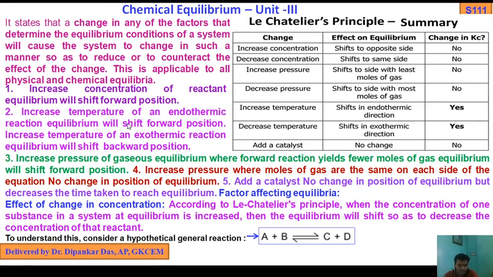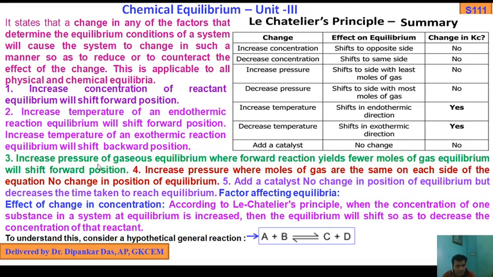Increased temperature of an endothermic reaction, equilibrium will shift in the forward direction. Increased temperature of an exothermic reaction, equilibrium will shift in the backward direction.